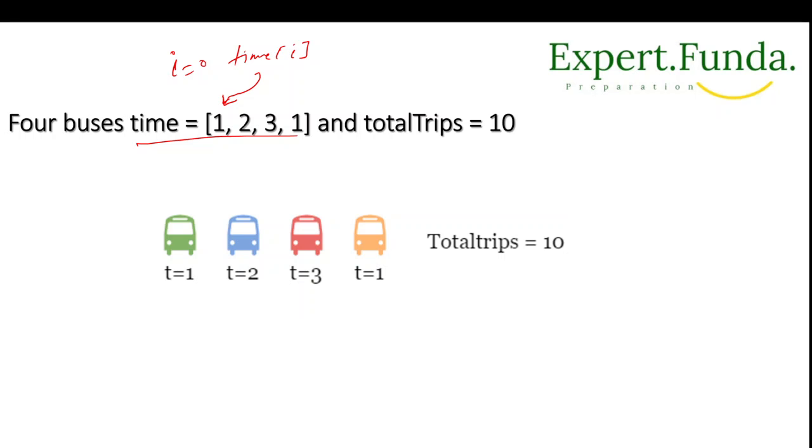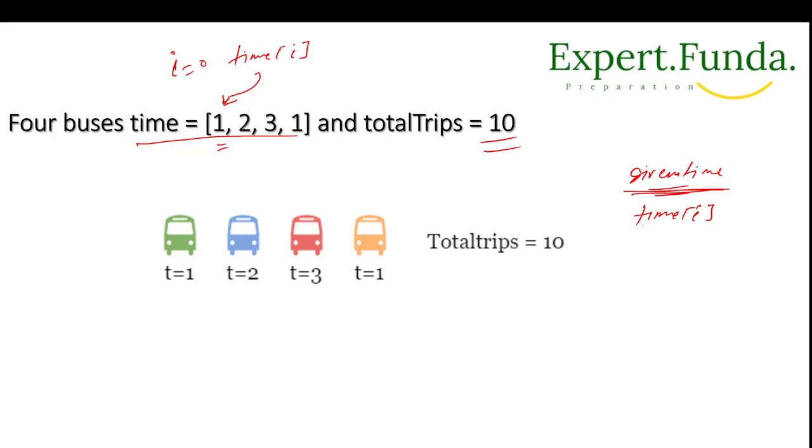So we take this example, where we are given these 4 buses and the total trips given is 10. How will we implement this? Assume we have some given time. For bus i, the number of trips it can finish within the given time is the given time divided by time at i.